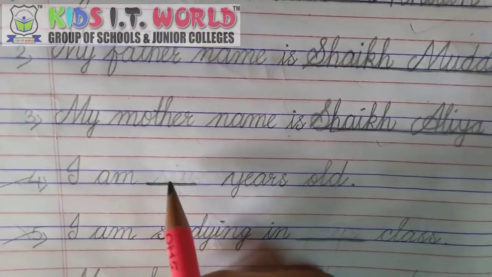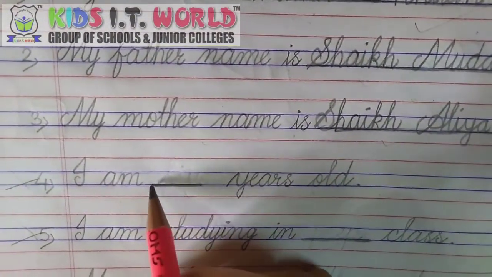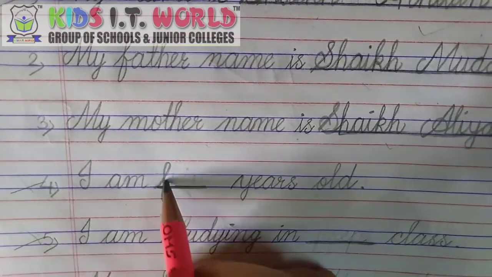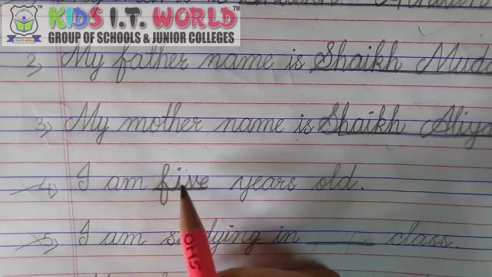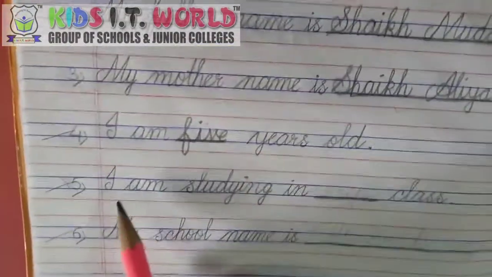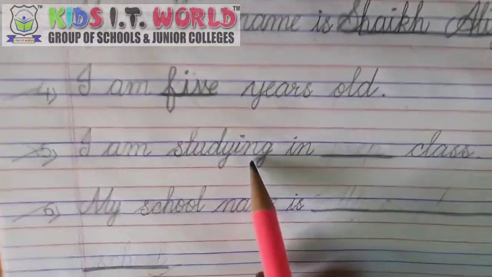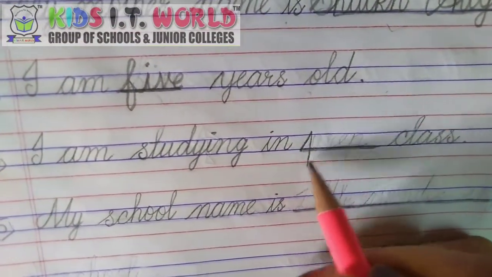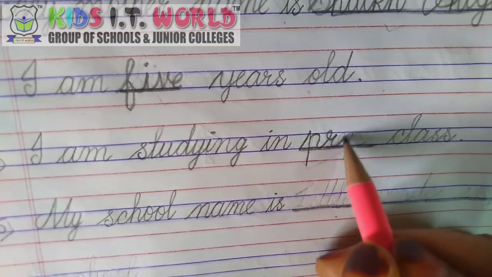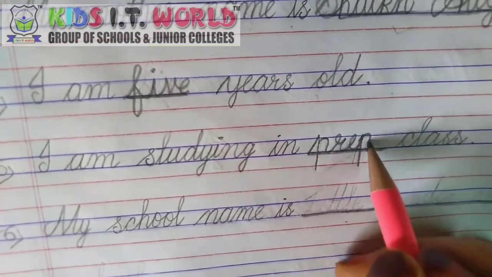Okay. I am dash years old. You are in prep class, so you are 5 years old. Okay. If you are 6 years old, you have to write here 6 years. Okay. Next, I am studying in prep class. Okay. You are in prep class now, so you have to write here prep class.